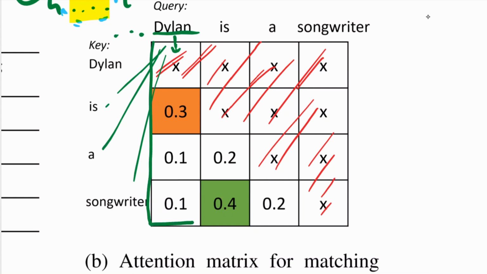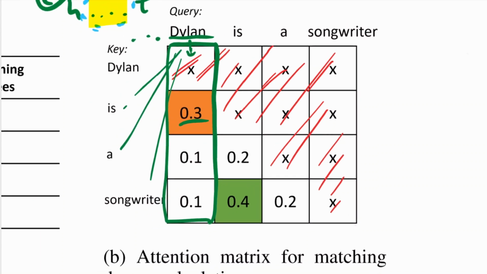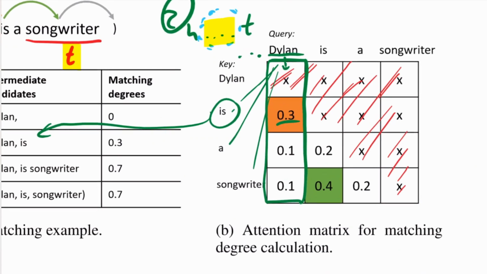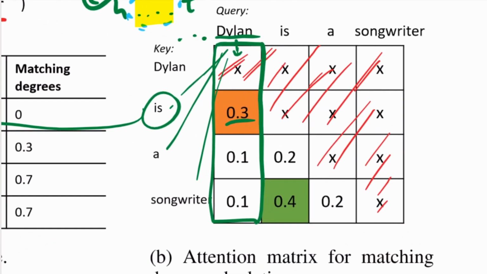Look at the attention column of the token Dylan. I take the highest scoring one. That's 0.3 here, is higher. Okay, then I go to 0.3, and that means "is" gets into my candidate fact. Okay, and once I put "is" into my candidate fact, I then go to "is". So the next thing I do is I go to "is".